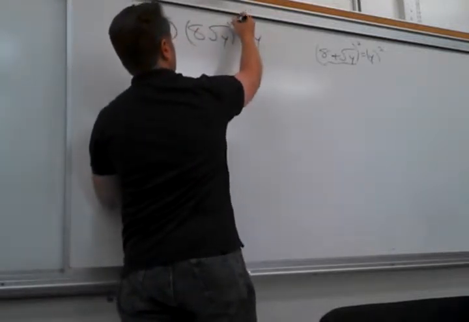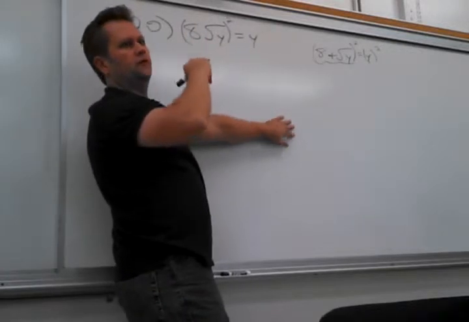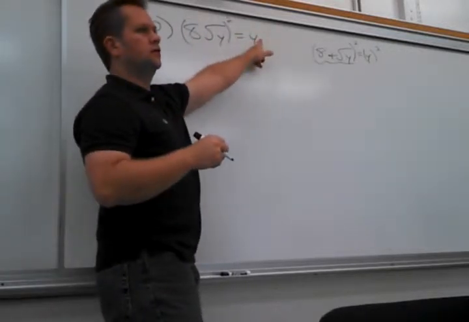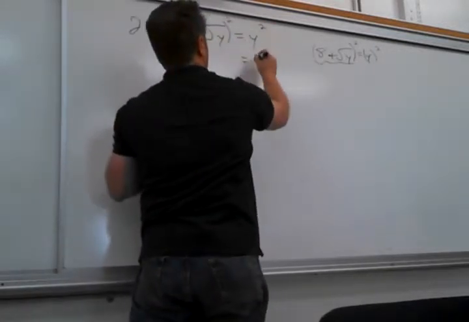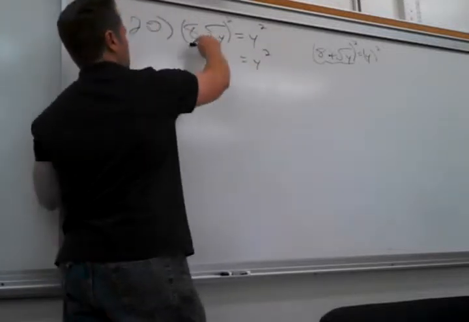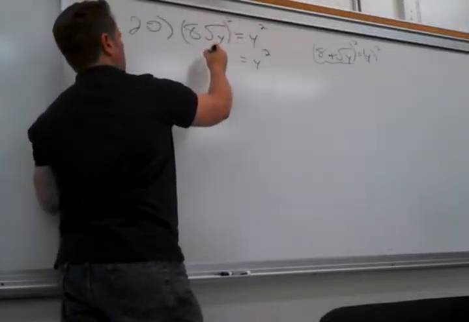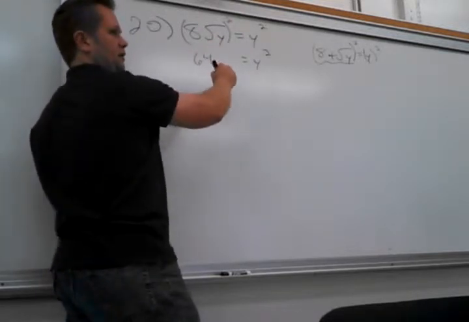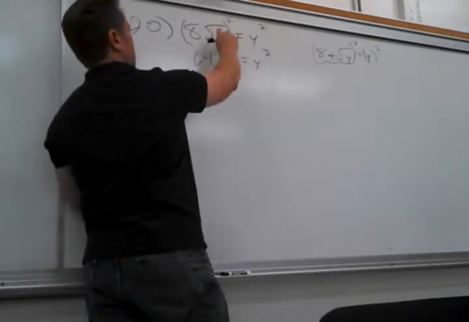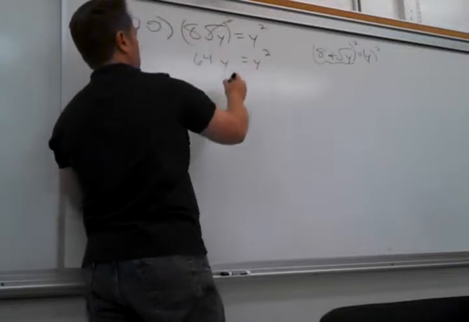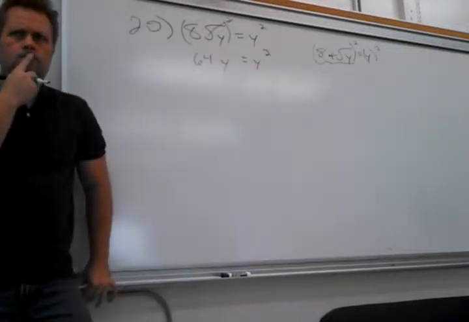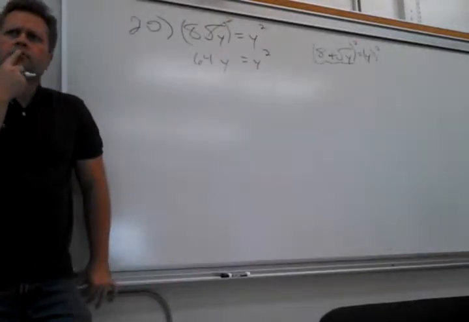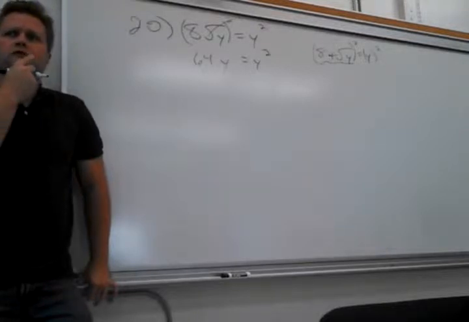If I square this side, I better square that side. So for one thing, I get y squared there, right? What's 8 squared? 64. And what do the square and the square root do? The square root goes away. Set it free.